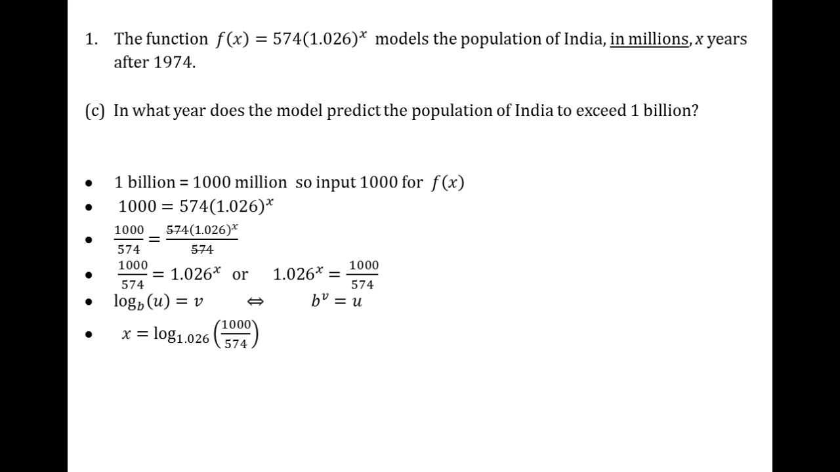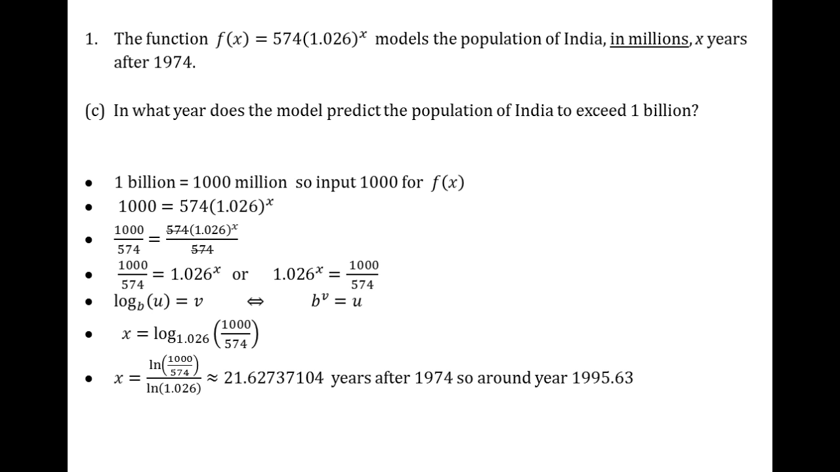Now we can't compute that directly. We're not going to be able to do that one in our head. So what we need to do is apply the change of base formula here. The change of base formula says that's equal to the natural log of 1,000 over 574 divided by the natural log of 1.026. And that's something we can compute with a calculator. On a graphing calculator, you can use the log base button to do that directly, but if you don't have one, you can just use a scientific calculator with the ln button on it. And that's how we answer the third part of the question.